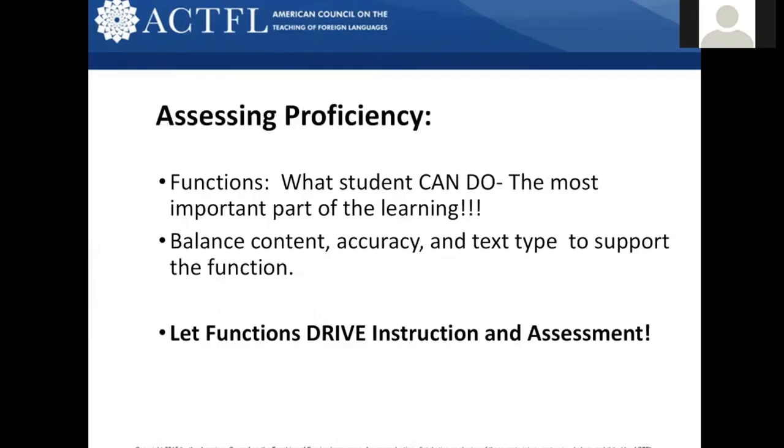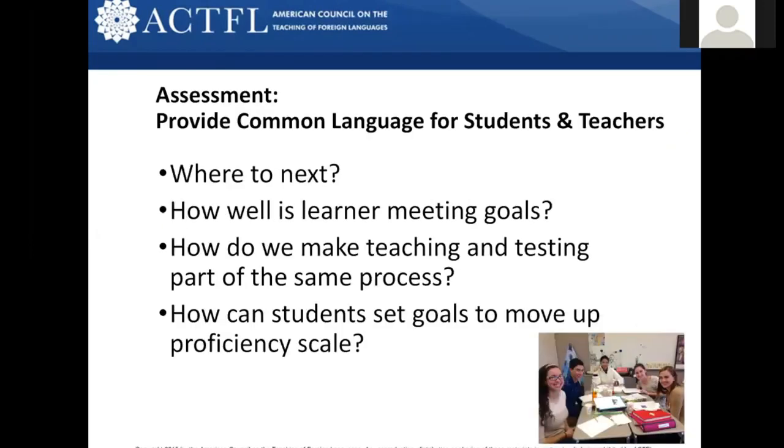So as we're assessing them, it is important to make sure that our assessments and our instruction are both driven by the functions. So looking at what we're designing for our daily formative assessments and for our summative assessments, we really want to be focused on the functions first. The assessment is really for the student to be able to understand where to next.